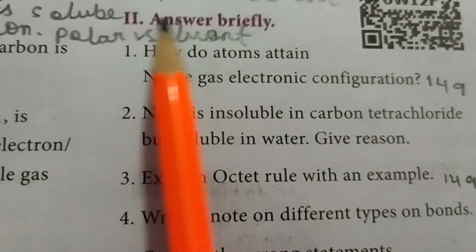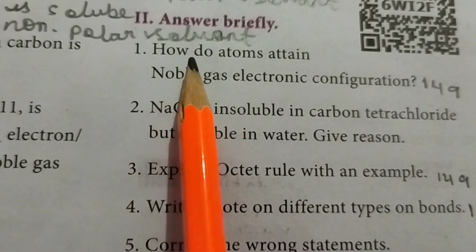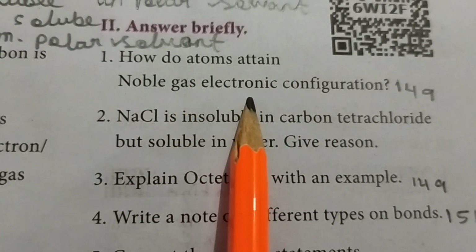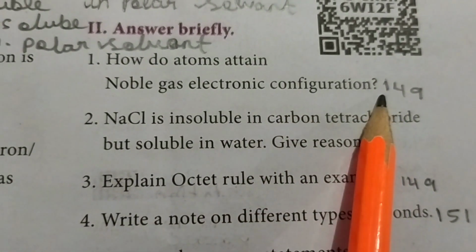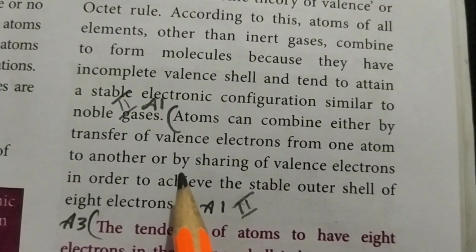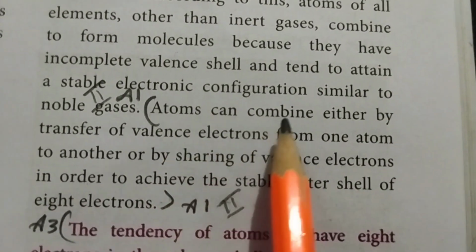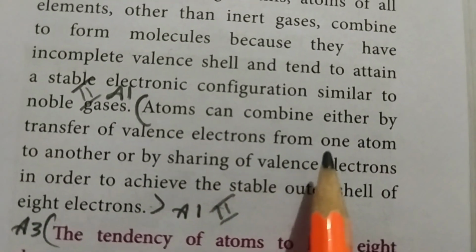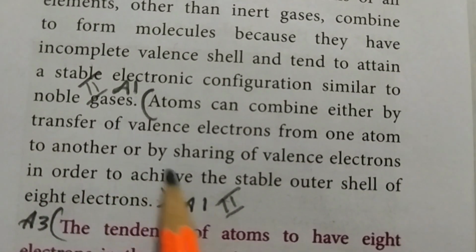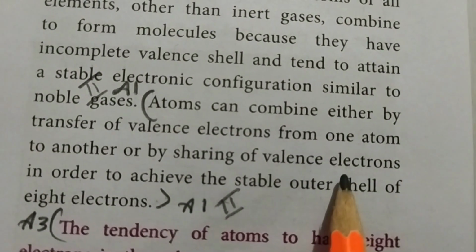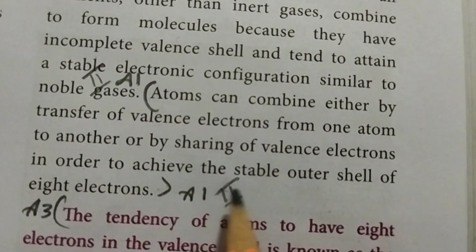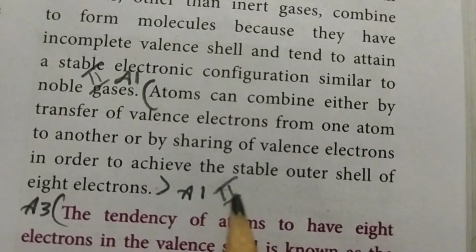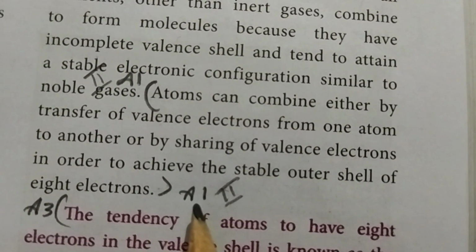Then Roman letter 2, answer briefly. First one, how do atoms attain noble gas electronic configuration? Take page number 149. Atoms can combine either by transfer of valence electrons from one atom to another or by sharing of valence electrons in order to achieve the stable outer shell of 8 electrons. Up to this, second Roman letter, first question answer.